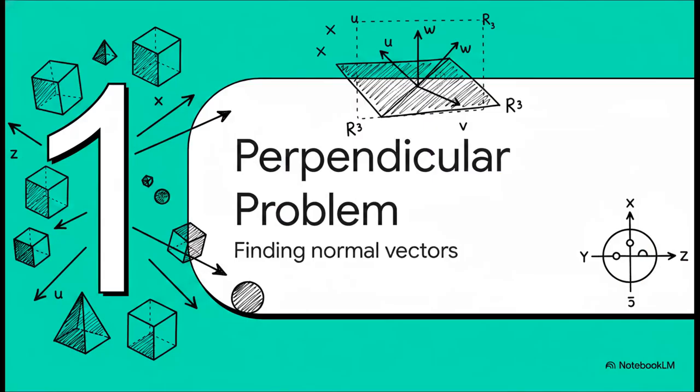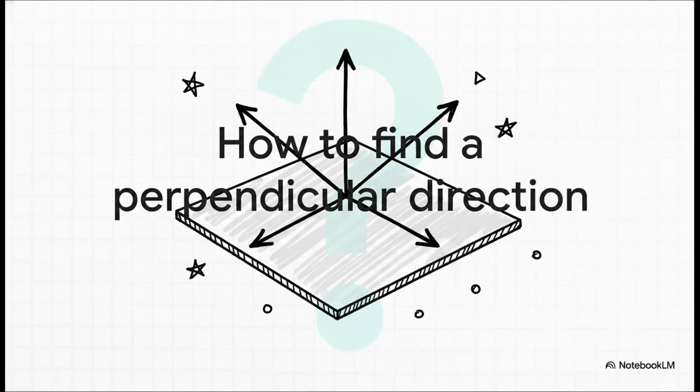All right, part 1, the perpendicular problem and finding normal vectors. So let's dive into a classic 3D geometry dilemma. You're practically guaranteed to see this on your next linear algebra exam. Imagine you've got two intersecting vectors in 3D space, right? Together, they basically form a flat plane. Now, the big question is, how do you find a third vector that shoots straight out, perfectly perpendicular to both of those original vectors at the exact same time?